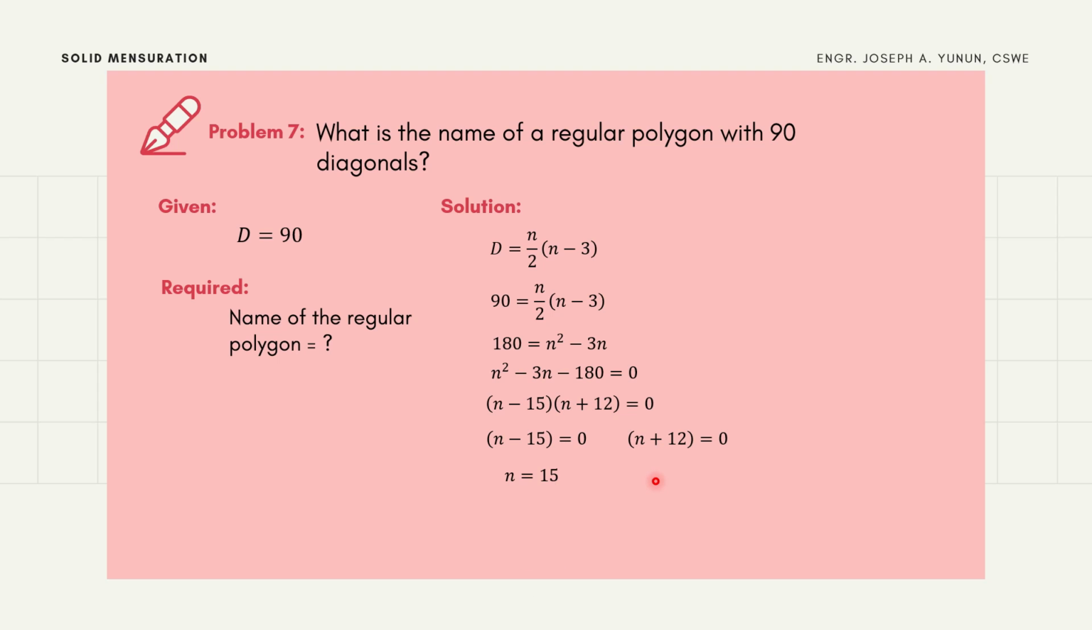So n will be equal to 15 for this factor, and for the second one, n will be equal to negative 12. We don't have negative sides, so make sure you select the positive value for the sides. Therefore, that is a 15-sided polygon, and the name of the polygon will be pentadecagon.